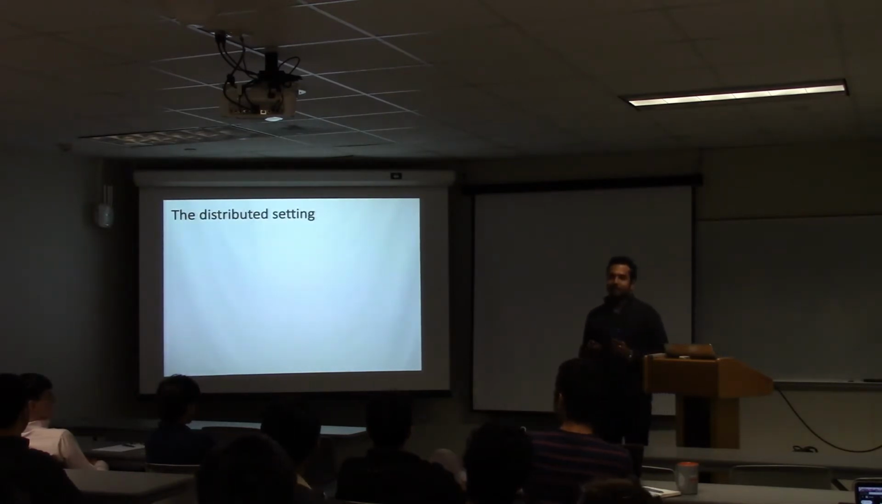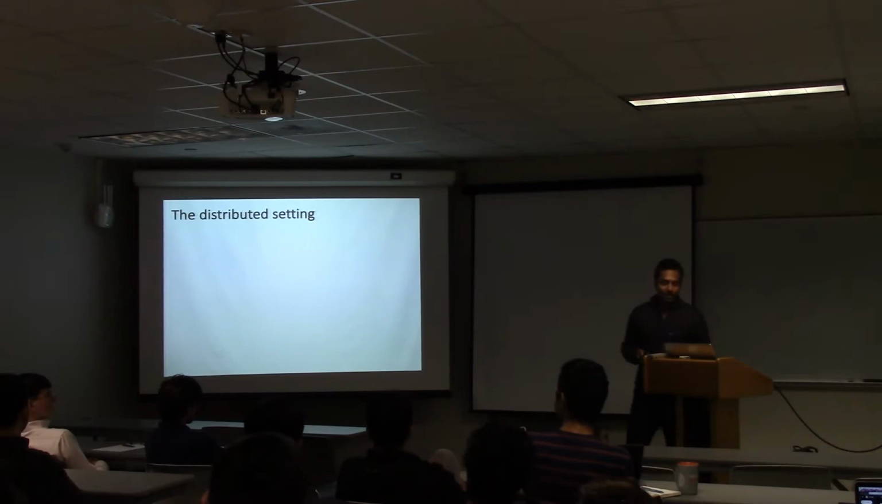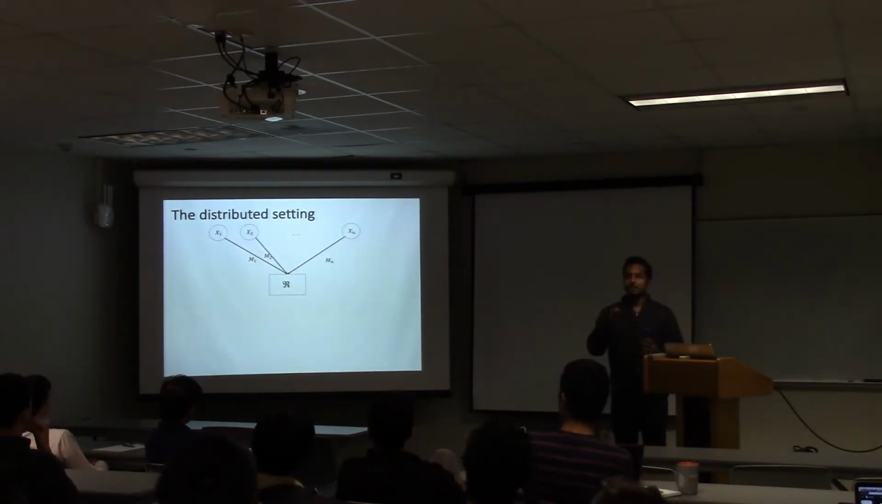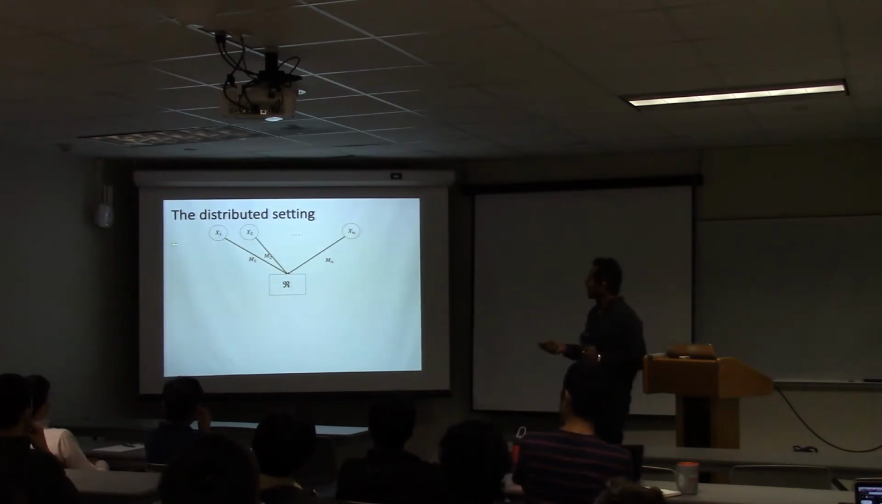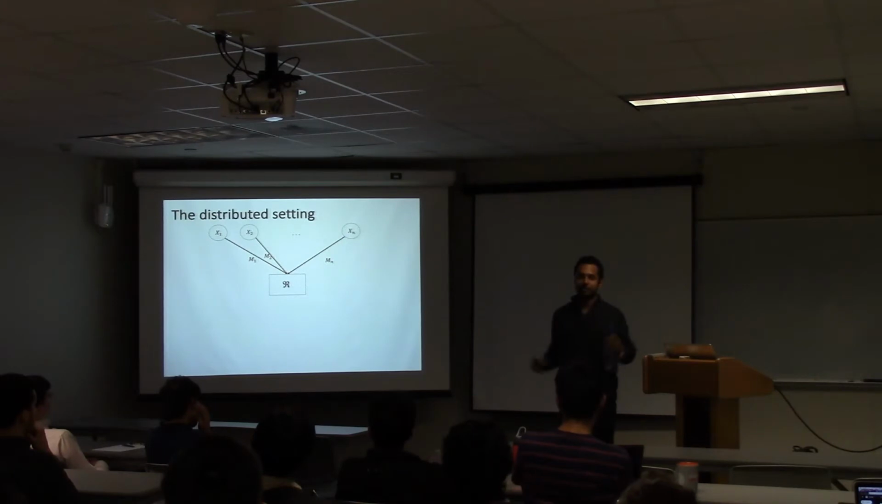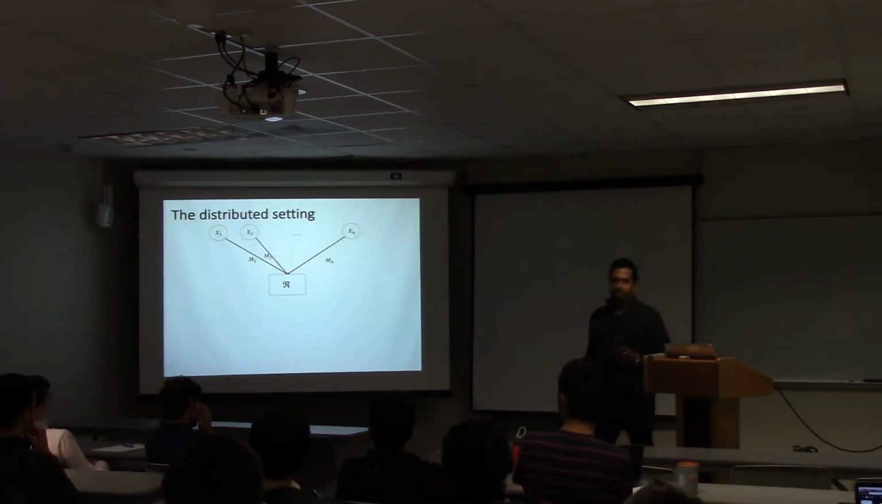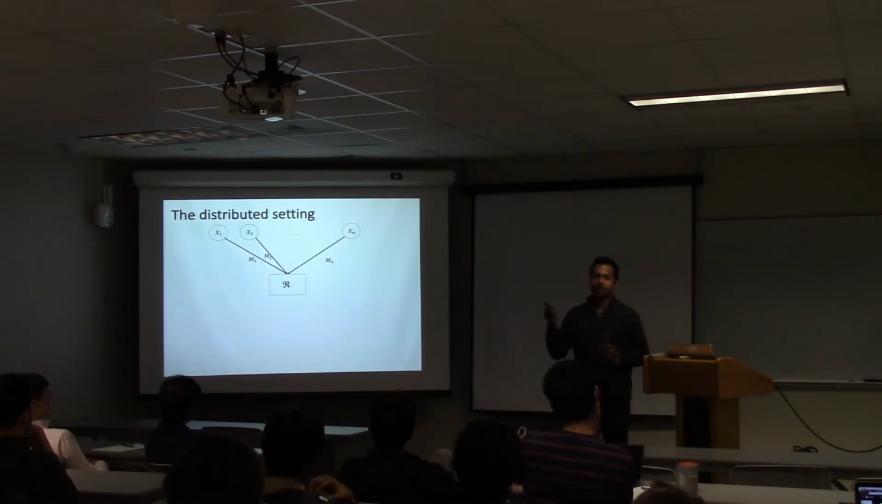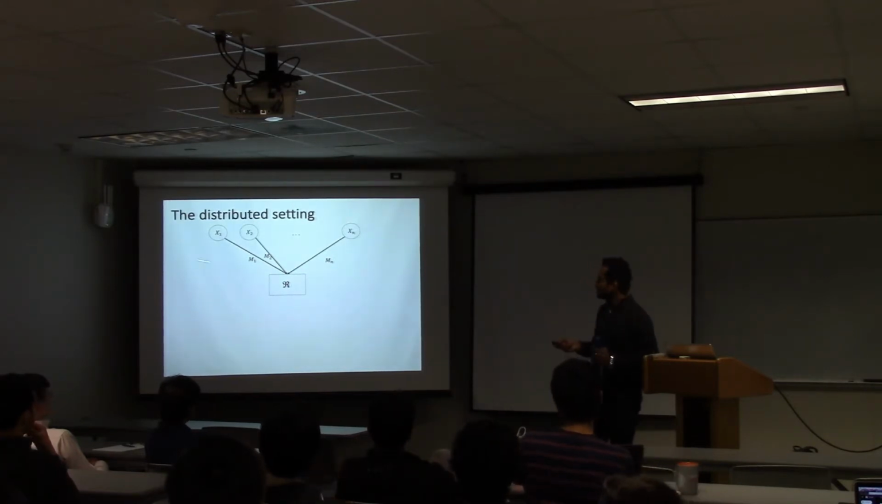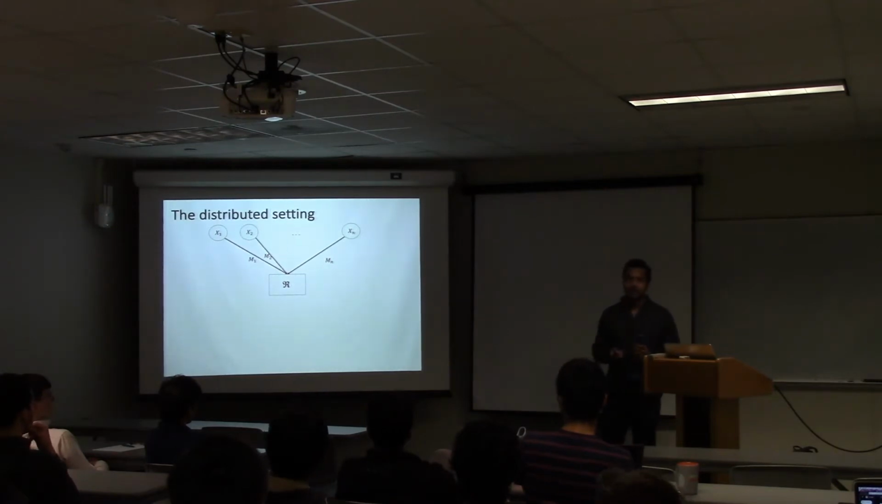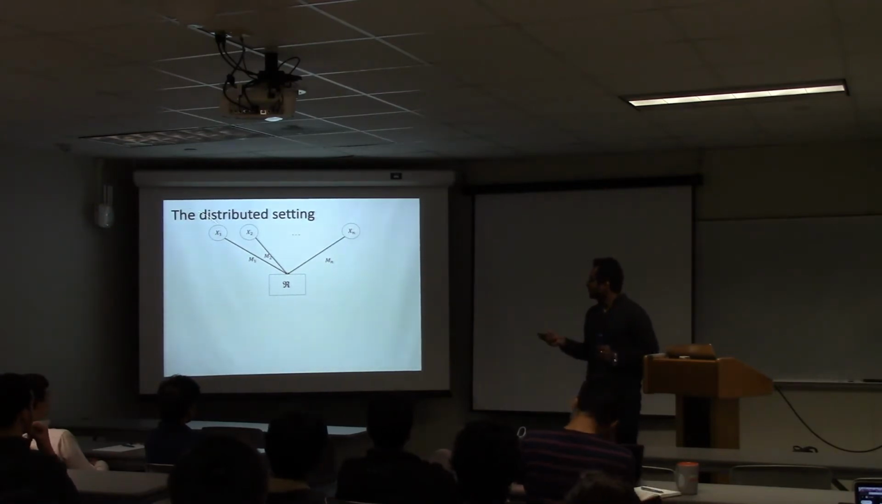So in this talk, we'll consider the following distributed setting. The draws that we see, x1, x2 up to xn, are distributed across n players that are far away from each other. So x1 is with the first player, x2 is with the second player, and so on. xn is with the nth player. And each of these players can now send messages to a referee R. And player i sends a message mi.